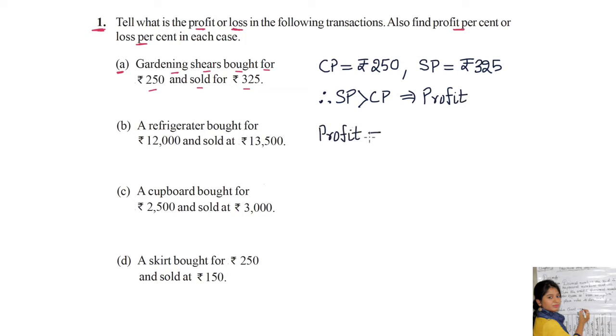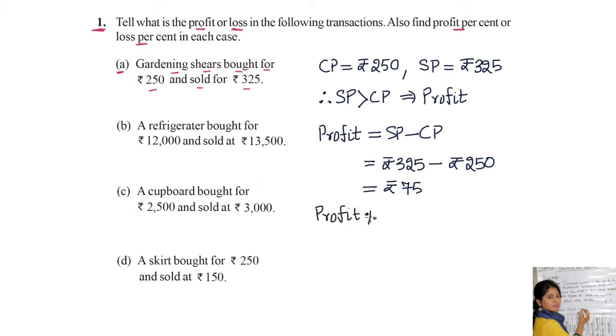So we will use the profit formula. Profit tells us how much profit we got after this transaction. It is selling price minus cost price. Let's put in the values: 325 minus rupees 250. So finally our profit will be rupees 75. So for this transaction a profit of 75 has been made.